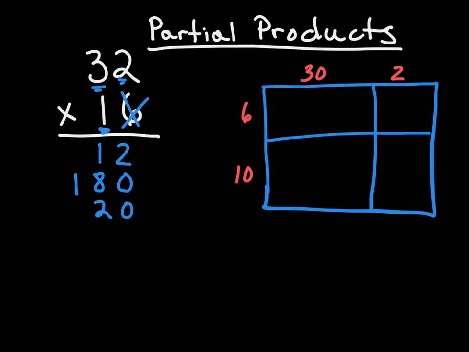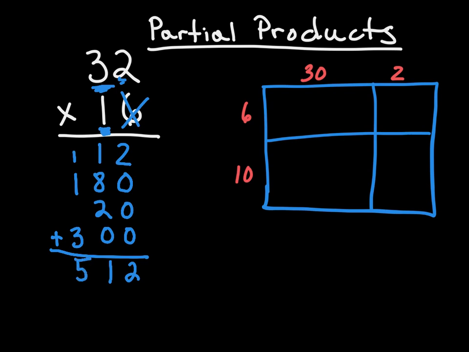And then we go 3, but that's not a 3, that's 30 times this 10. So 30 times 10 is 300. Now there's our partial products. And what do we do with partial products? We add them. So we get 2 in the ones, 9 plus 2, 11 in the tens group, 2, and then 5 in the hundreds, 512.